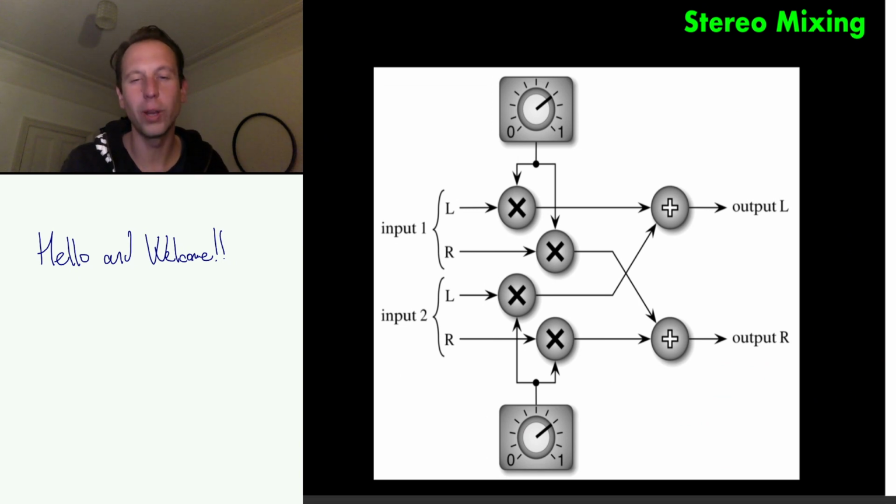So that's what you see. Input 1 has 2 channels, 1 gain control that controls both channels. Second input, same at the bottom. And then you see how when they are summed, the left sums with left to get output left, and the right sums with right to get output right.